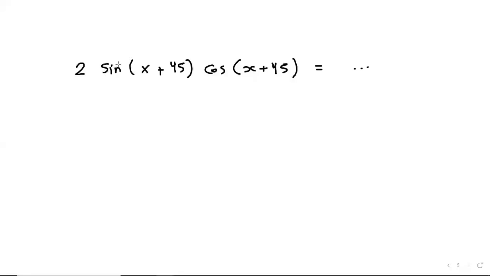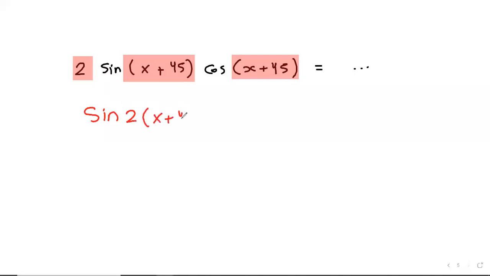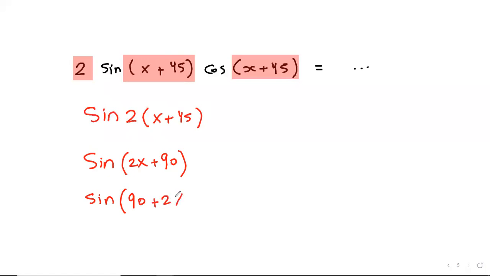The rule we have studied was 2 sine A cosine A equals sine 2A. And here the angle is x plus 45, and here we have 2. So we can write instead of that, it's sine 2A. Sine 2 multiplied by the angle, and the angle is given as x plus 45. So in this case, that's going to be sine of 2 times x, it's 2x, and 2 times 45 is 90. So we can write it instead as 2x plus 90, 90 plus 2x.